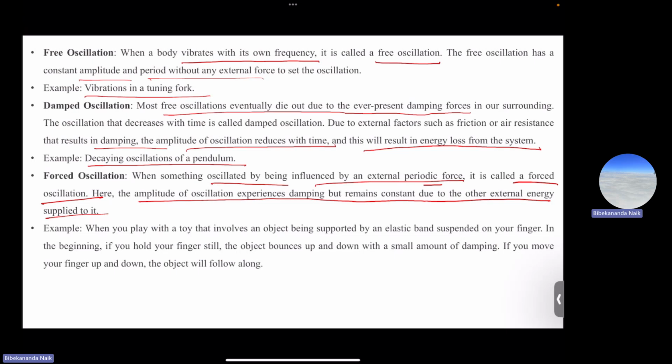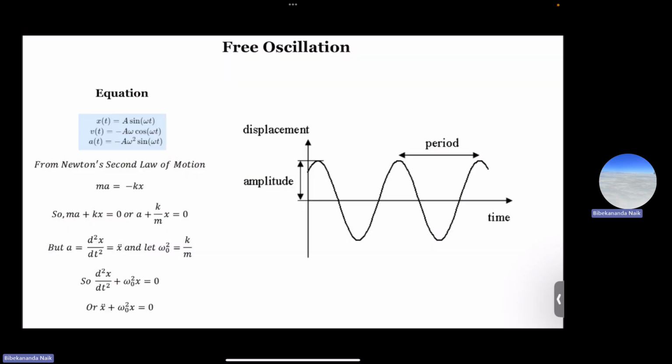For example, when you play with a toy that involves an object supported by an elastic band suspended from your finger, in the beginning, if you hold the finger still, the object bounces up and down with a small amount of damping. If you move your finger up and down, the object will follow along. We will discuss this example in more detail in upcoming time.